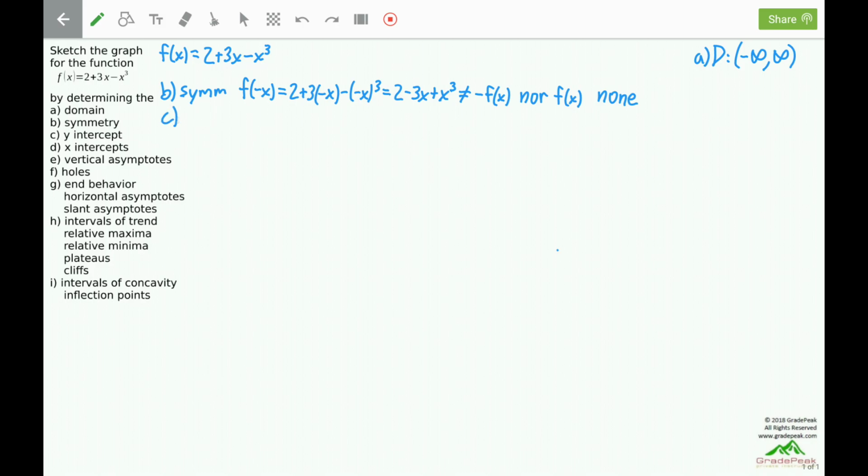For part C, we want to determine the y-intercept. This is the point that the graph crosses the y-axis at, defined by x equals 0. We can find the corresponding y-coordinate by plugging the x-coordinate 0 back into the original function. So y equals f of 0, which is 2 plus 3 times 0 minus 0 cubed. 3 times 0 is 0, minus 0 cubed is 0. 2 plus 0 minus 0 is 2. We have an x-coordinate of 0, and we have a corresponding y-coordinate of 2.